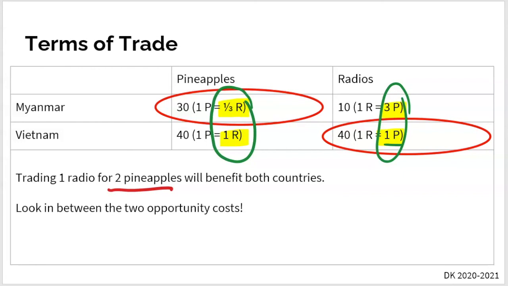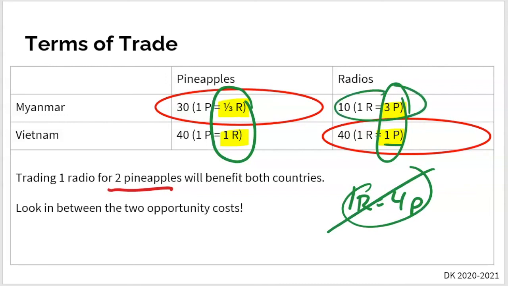So why doesn't Myanmar want to accept a term of trade that is 1 radio for 4 pineapples? Why is that a bad thing for Myanmar? Well, Myanmar can already produce 1 radio and give up 3 pineapples. If the term of trade is 1 for 4, Myanmar is simply like, that sucks, we are just going to produce radios ourselves. They can produce radios at a much lower opportunity cost than that term of trade. So that's why it has to be between 1 and 3.